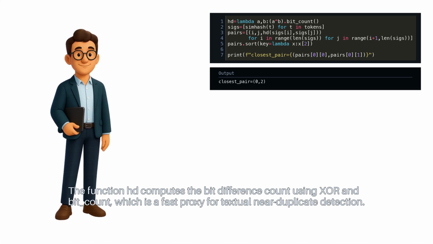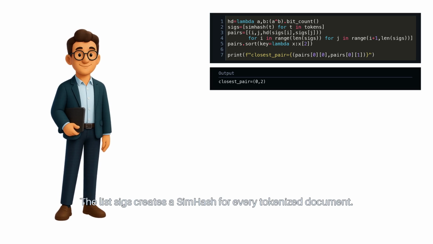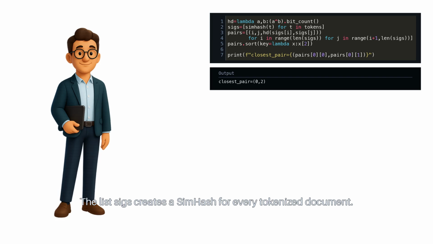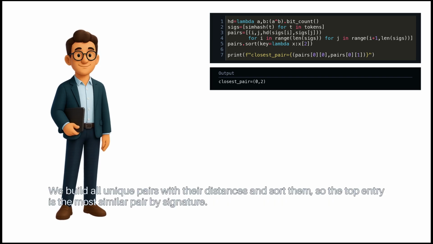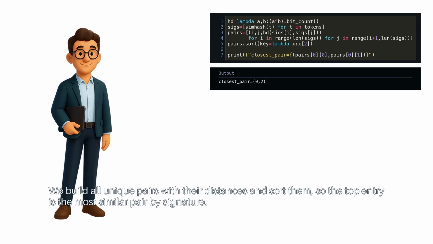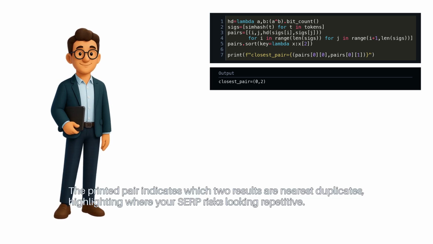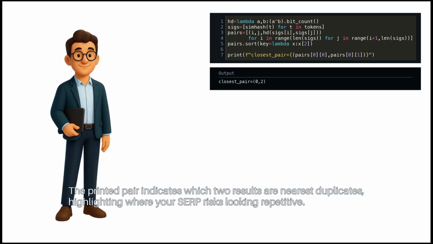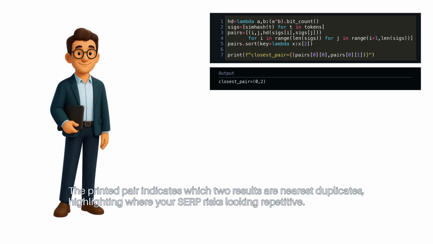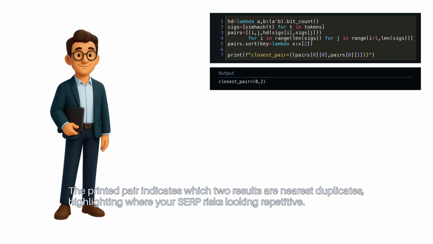The list sigs creates a SimHash for every tokenized document. We build all unique pairs with their distances and sort them, so the top entry is the most similar pair by signature. The printed pair indicates which two results are nearest duplicates, highlighting where your SERP risks looking repetitive.